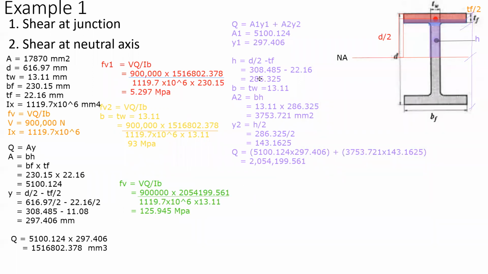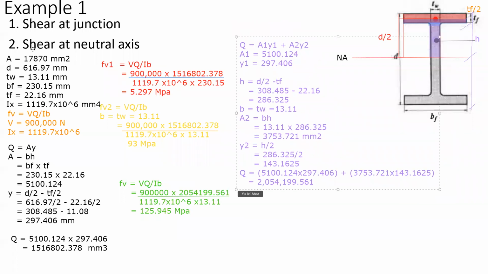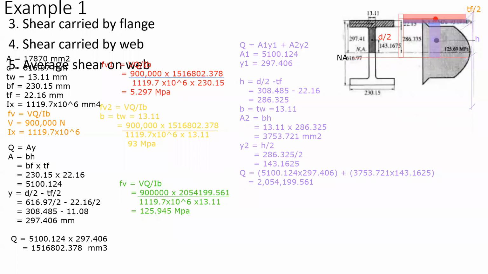Ayan. So this is for question number 1 and 2. Shear at the junction, we have 5.297. And you have FB2, that is 93 megapascal. That's also at the junction. And shear at the neutral axis would be 125.945 megapascal. Next, let's go to our next question.